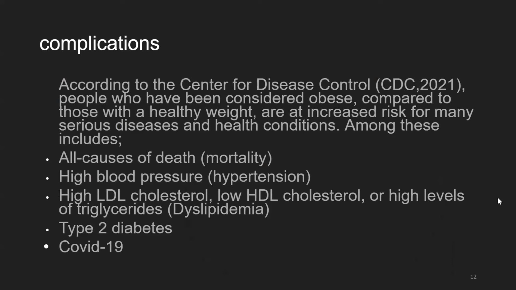All right, so according to the CDC, people who have been considered obese compared to those with a healthy weight are at an increased risk of many serious diseases. So these can include mortality, which is death, high blood pressure, also known as hypertension, having a high LDL cholesterol and low HDL cholesterol. I believe high LDL is the bad cholesterol, correct? Yeah. So, and also high levels of triglycerides. You can also have type 2 diabetes and also be at risk for COVID-19. Next slide.